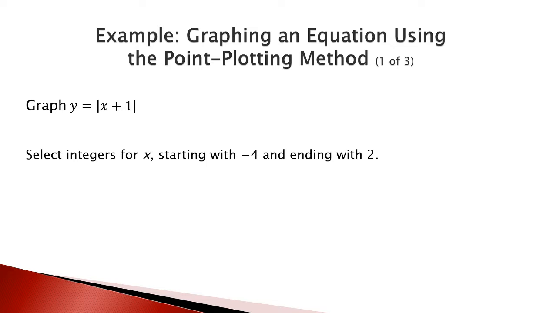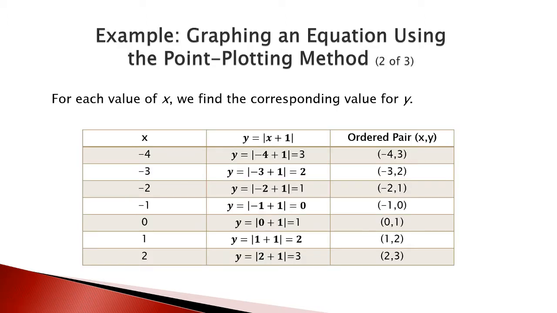Now let's see how to plot a graph. Now we have to plot the graph y equals modulus x plus 1. For that we need ordered pairs, that means x and the corresponding y values. So first we have to select integers for x. Here we have started with -4 and gone up to +2 as the range of x values. Then for each value of x, we have to find the corresponding y value.